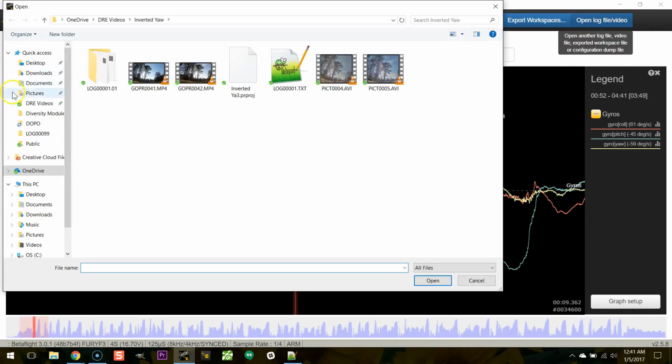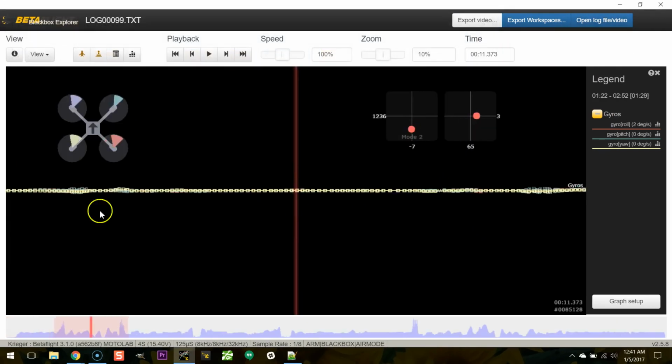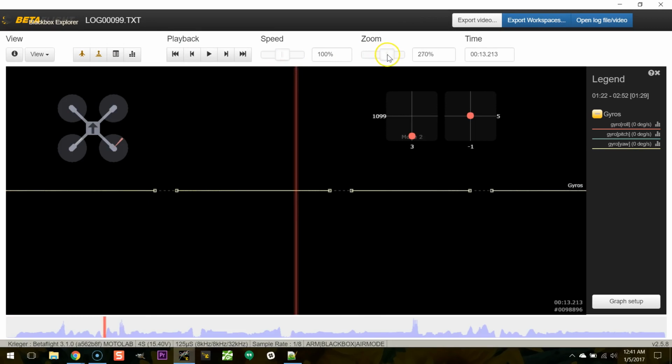Let me try and open up at least one more file and see if we can do a comparison. Now this one is zoomed out and we're not seeing anything. And the reason for that is that we've got all these little boxes here. Let me tell you what those boxes are as well. Those boxes mean that there's been a break in the data. It means that the logging rate that we're using is too fast.